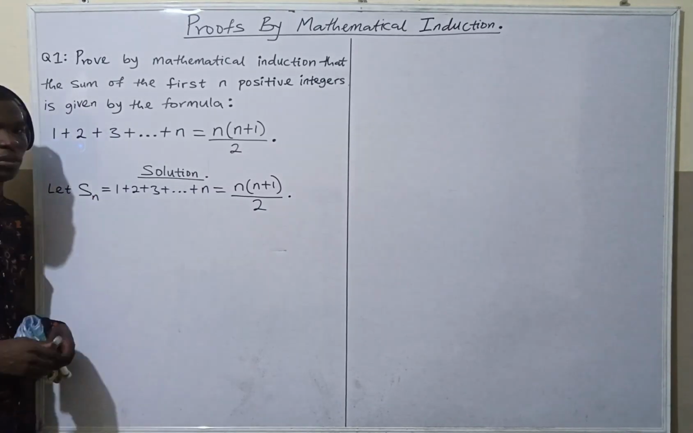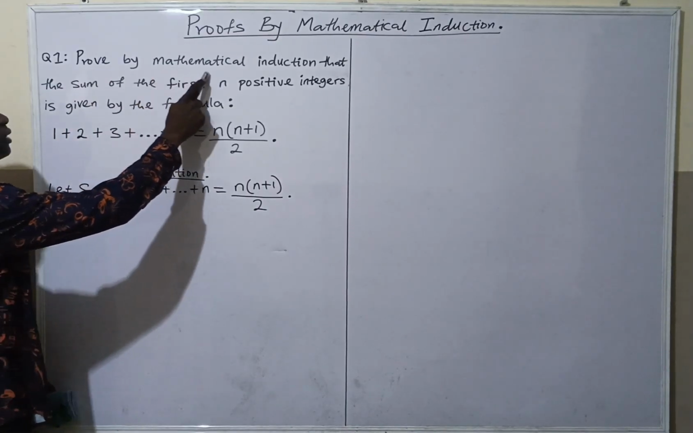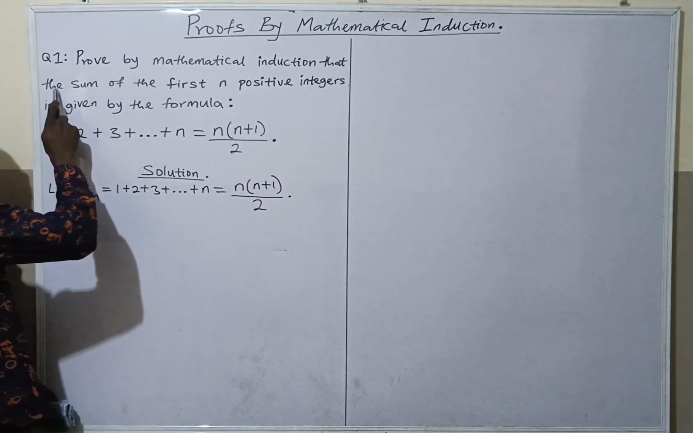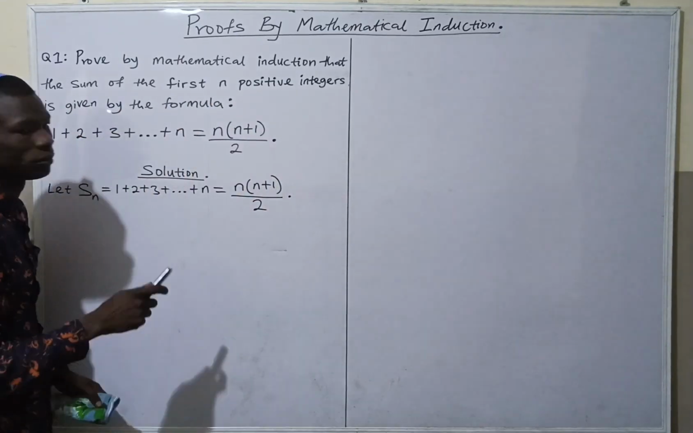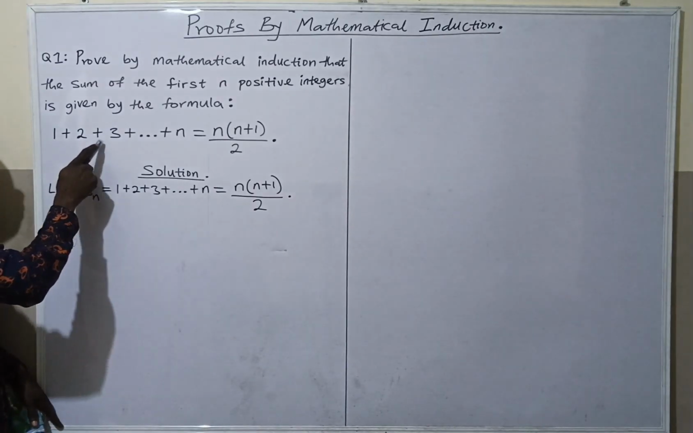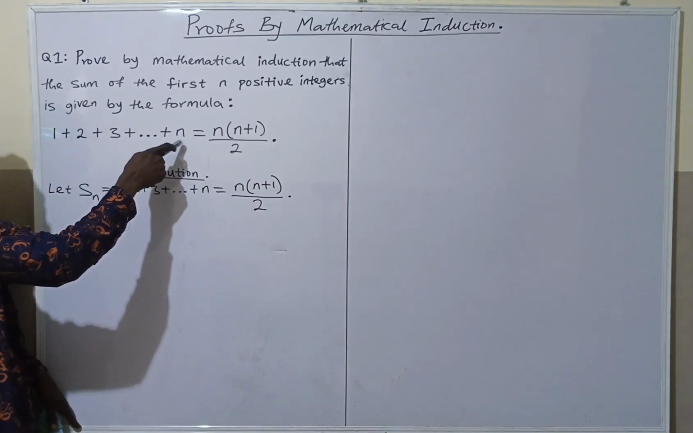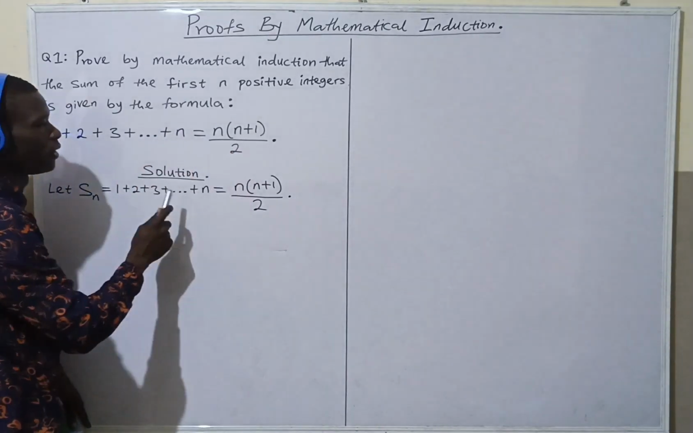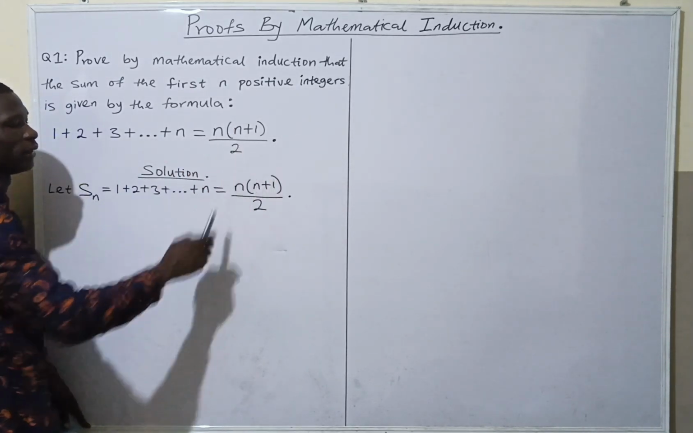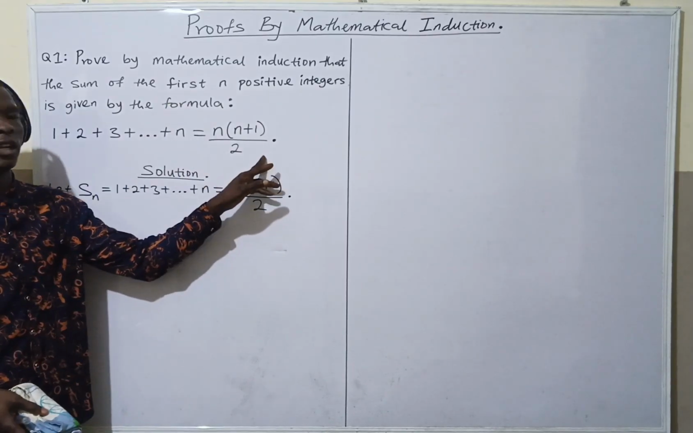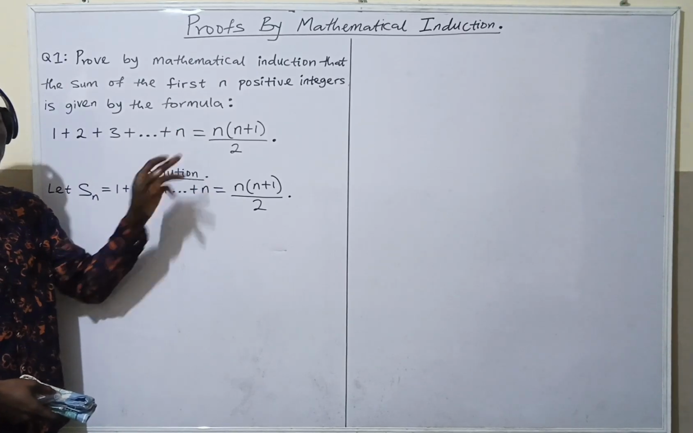So this is question number 1 to start with. It says, prove by mathematical induction that the sum of the first n positive integers is given by the formula 1 plus 2 plus 3 plus, the list goes on and on until some integer n, and it is given by the formula n(n + 1)/2. That is, we have to prove that this formula can represent all of the sum irrespective of whatever value of n you are dealing with.